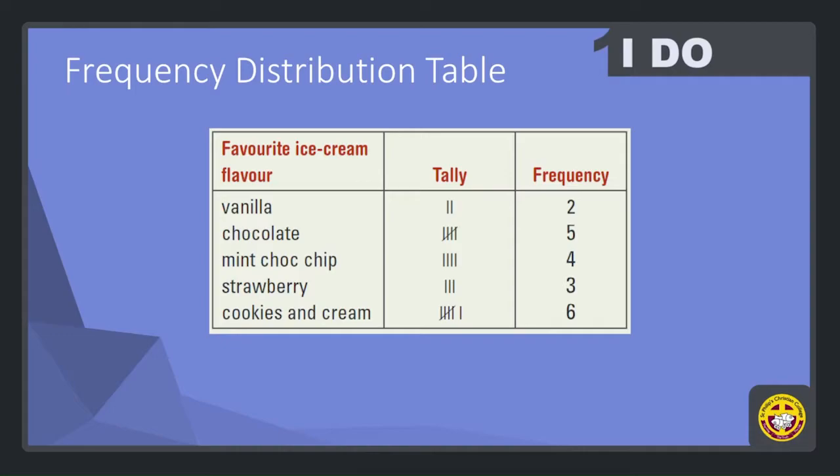Alright, let's remind ourselves what a frequency distribution table looks like. Here we have a group of people being asked what their favorite flavor of ice cream is. For vanilla, there were 2 people that said that was their favorite flavor. For chocolate, there were 5 people that said that was their favorite flavor. And so on and so forth. I think that's pretty straightforward.